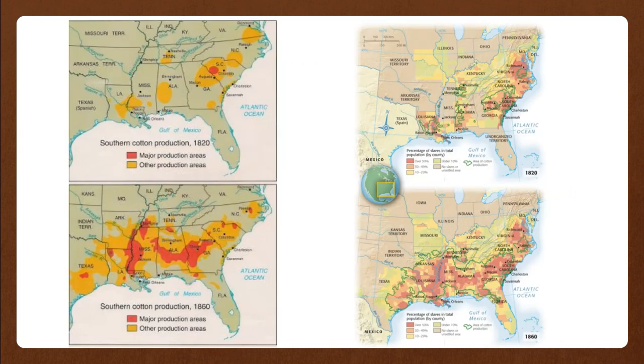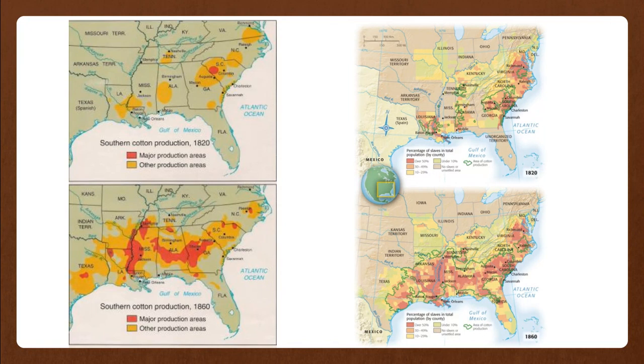On the maps on the left-hand side, you can see 1820 and 1860, and you can see how there wasn't a whole lot of cotton production in 1820. By 1860, on the dawn of the Civil War, tremendous cotton production. On the right-hand side, we can see the effect of that on slaves. Again, 1820, there are areas where there really aren't very many slaves at all, but by 1860, right along the same area where you see a lot of cotton production, you see enslaved people making up more than 50% of the population of some counties.